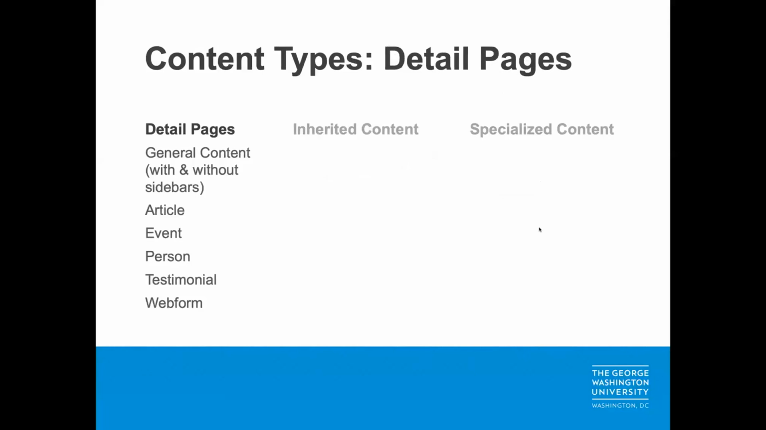So your detail pages specifically are your general content page, and these can be with or without sidebars in the editorial theme. The article page, which are any of those news type pages that you might have. Your event page, which I spoke about previously, is pretty self-explanatory. It's an event that's happening on a specific day and at a specific time, that sort of thing. The person page, which is your biography page. The testimonial page, which allows you to provide a first-person account, sort of like a very long-form quote. And then the Webform page, which is a fillable form that you can put up on your web page.